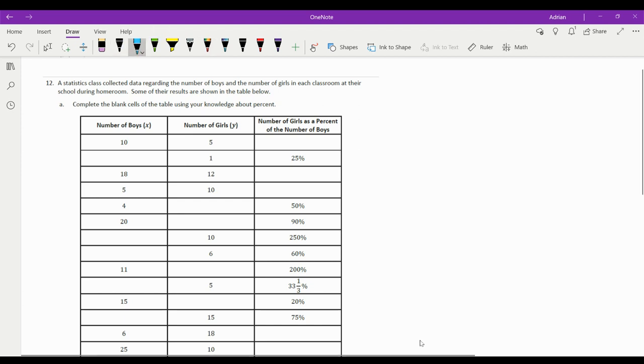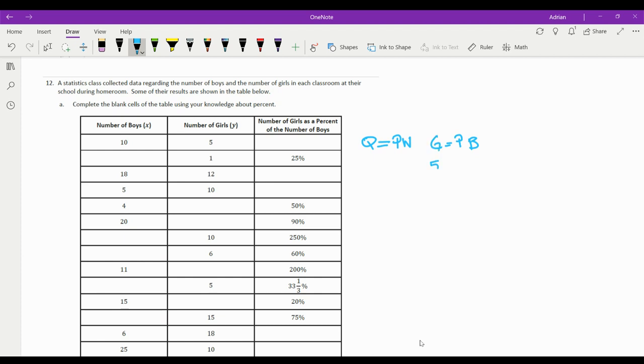I'm going to write in blue this time. And the number of boys, number of girls, and this is written as the number of girls as a percent of the number of boys. So in this case, because we don't have a percent, we're going to think about Q, P, W. The quantity is equal to the percent times a whole. So we're trying to figure out the number of girls as a percent of the number of boys.